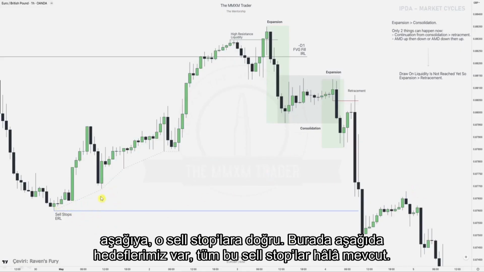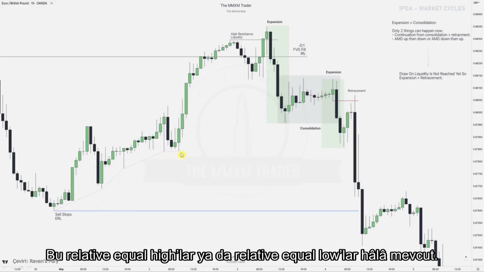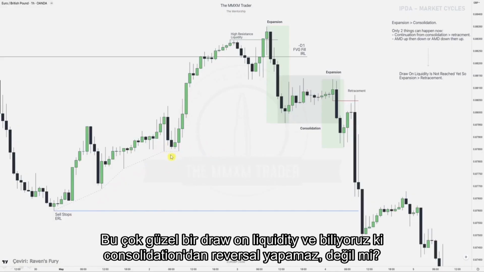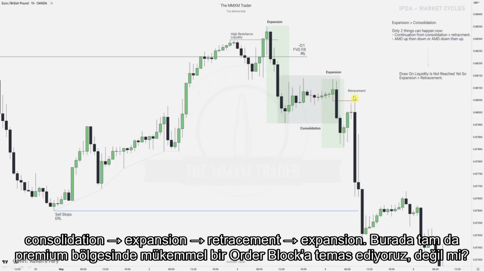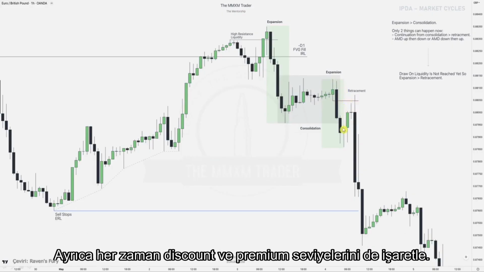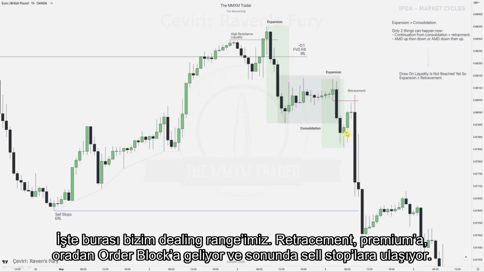We have all these targets down here, all these sell stops are still present. These relative equal highs, or relative equal lows rather, are still present. This is a very nice draw on liquidity, and we know this consolidation cannot reverse, right? So price breaks down lower, goes back into a retracement, so that market cycle is correct: consolidation, expansion, retracement, expansion. We're hitting this order block, a perfect area in premium. Also always draw out your discount and premium levels. So this is the dealing range over here, retracement into premium, into that order block, and then finally we hit those sell stops.